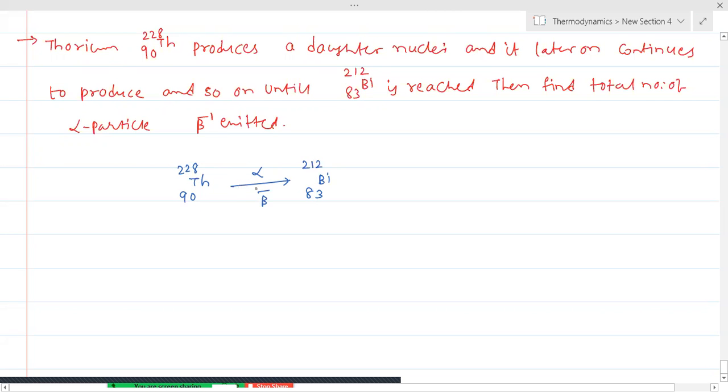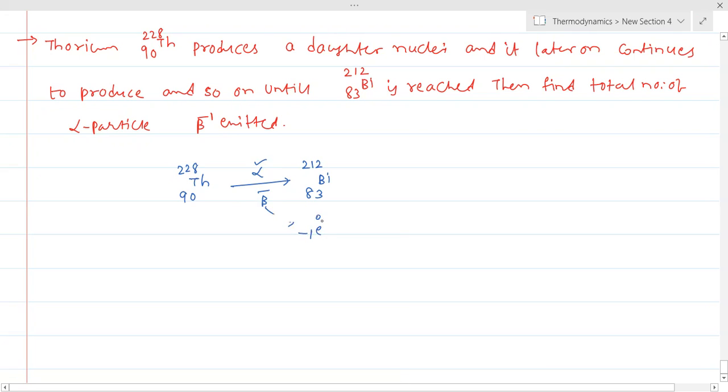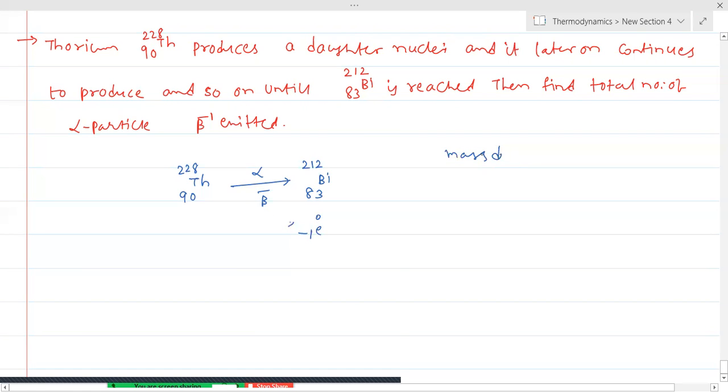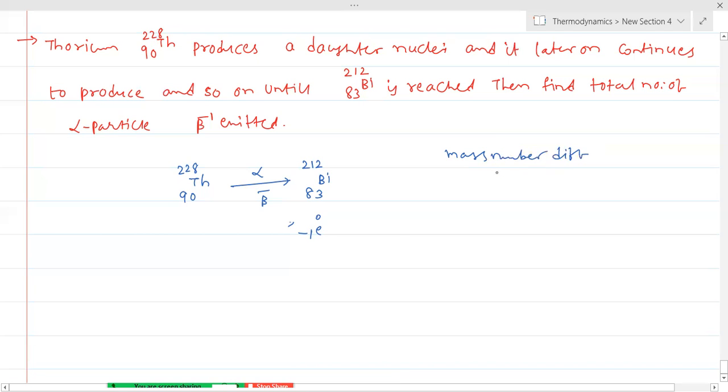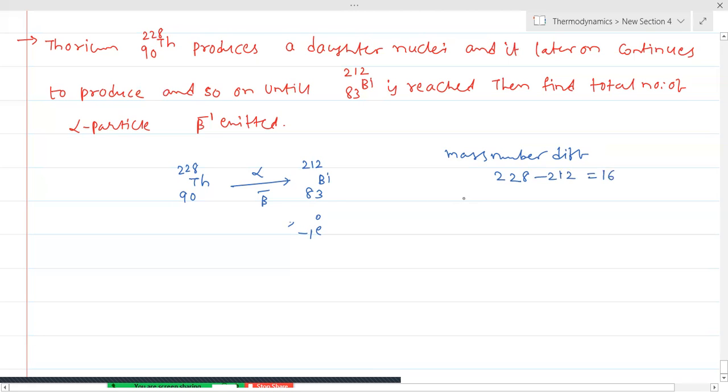In such problems, first we need to think of only the mass number, because by estimating the mass numbers we can easily estimate the number of alpha particles. Beta minus is nothing but an electron having zero mass. So just by understanding the mass number difference, we first estimate the alpha particles. The mass number difference is 228 minus 212, that equals 16. 16 means definitely 4 alpha particles are emitted.